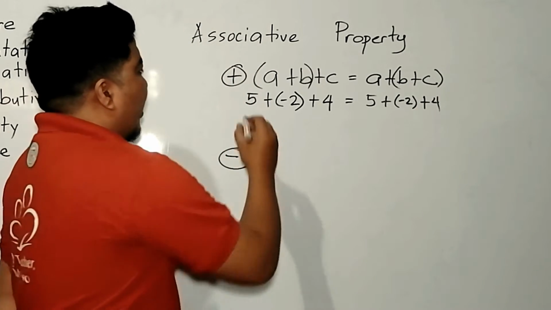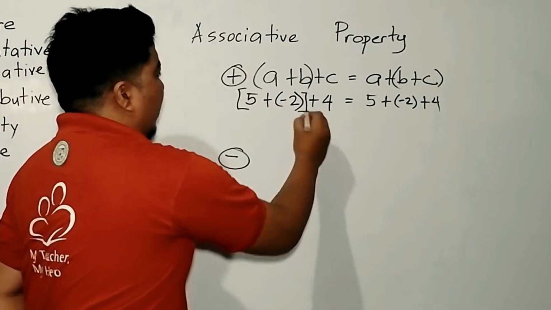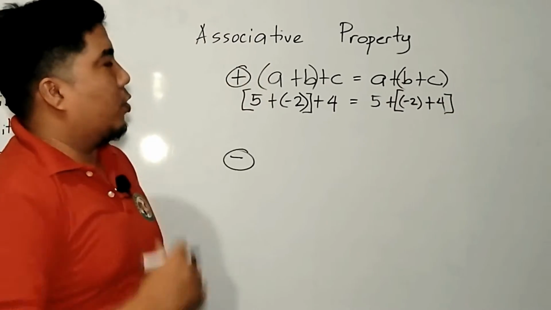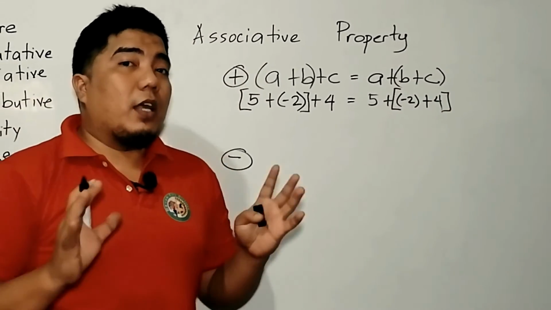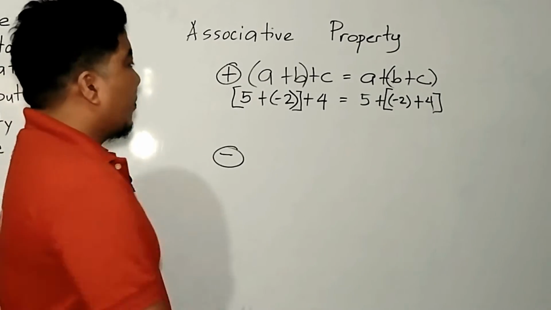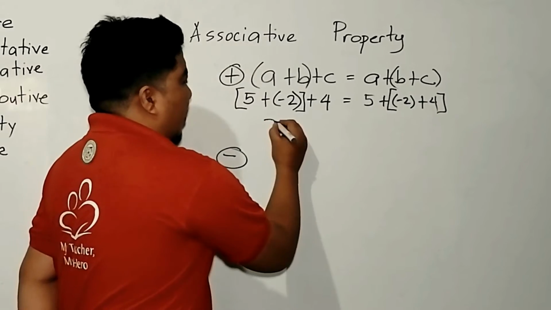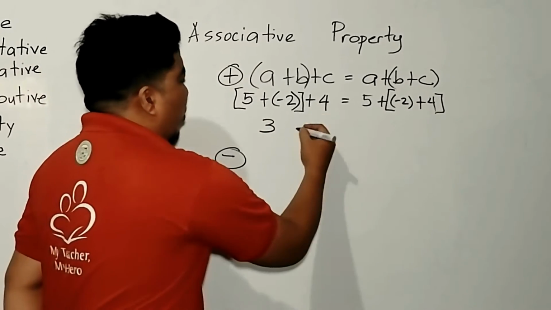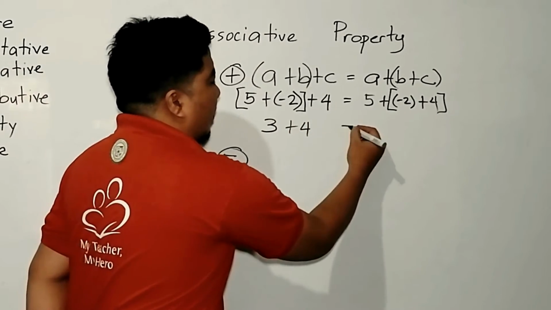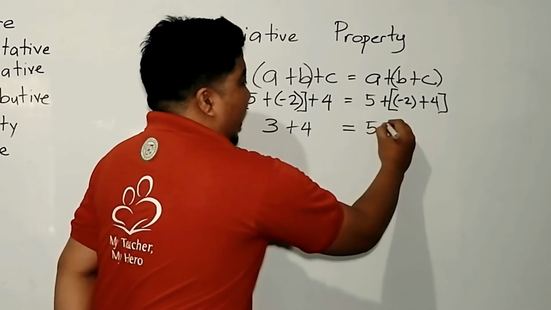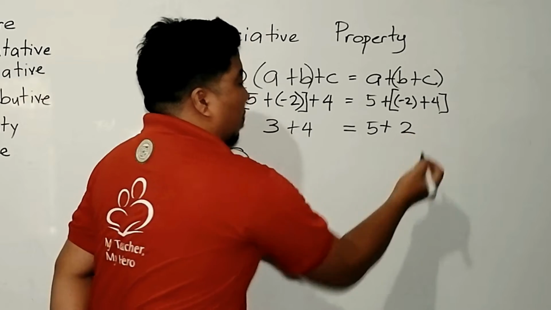Okay. Now, let us start solving this one. And then in this part, we will solve first the last 2. Let us check whether the results are correct. 5 plus negative 2, the answer is positive 3. Then we bring down 4. Negative 2 plus 4, the answer is positive 2.